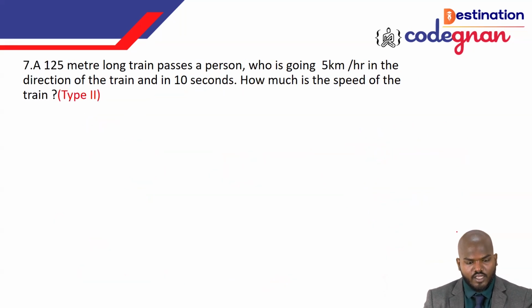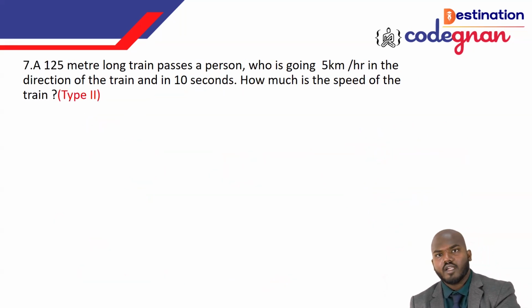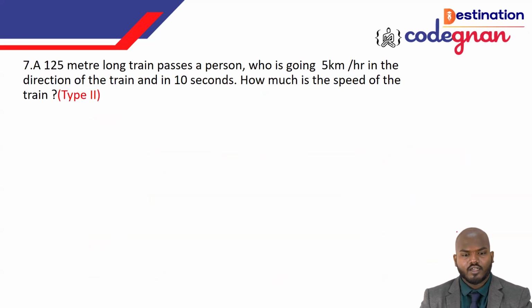Okay, going for the next question, you see this one. A 125-meter long train passes a person who is going at 5 kilometer per hour in the direction of the train. Direction means it's the same direction. And in 10 seconds, what is the speed of the train? Here also the same question they are asking.